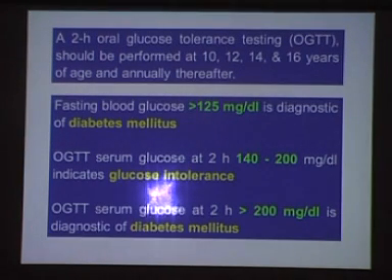A fasting glucose above 125 is diagnostic of diabetes mellitus. At 2 hours, between 140 and 200 indicates glucose intolerance, and above 200 indicates diabetes.